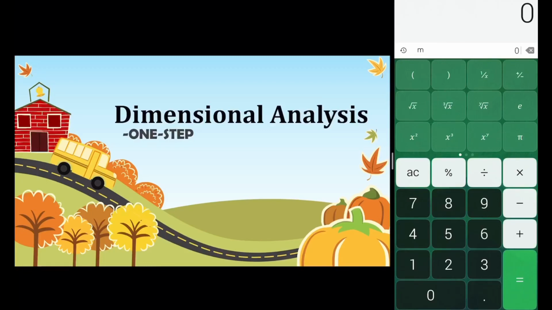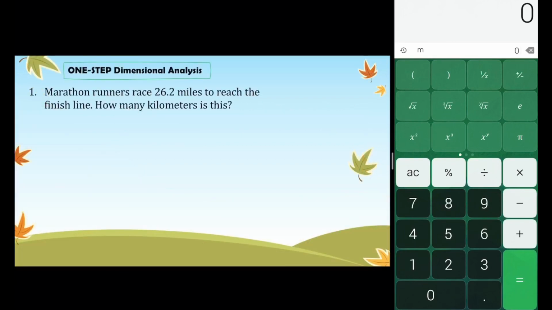Today's topic is dimensional analysis. We're going to focus on one-step calculations. Let's take a look at our first example. Marathon runners race 26.2 miles to reach the finish line. How many kilometers is this?